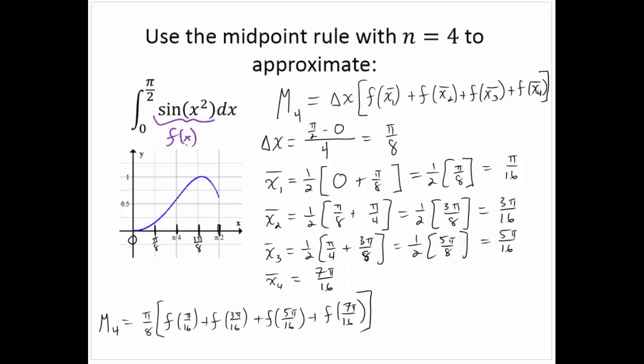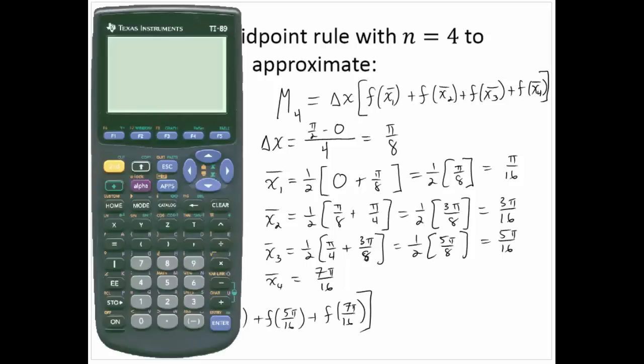Now, we can evaluate each of these one by one on the calculator. For example, here it is on the TI-89. Let me check my mode. Let me make sure I'm in radian mode. I am in radian mode.